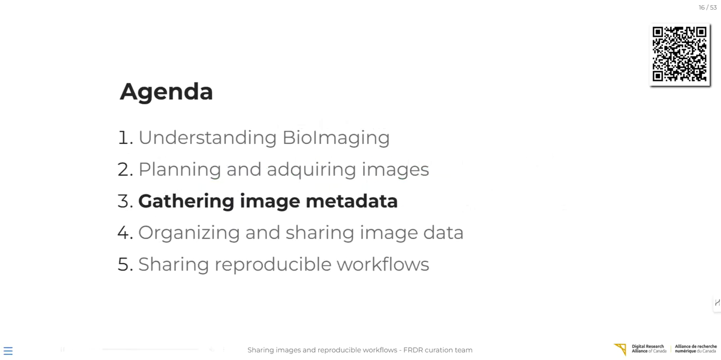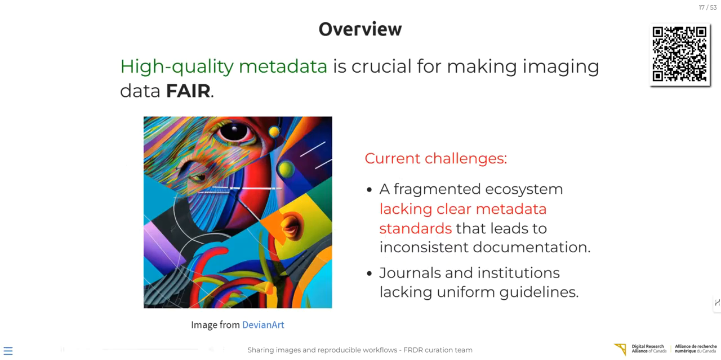Let's talk about image metadata. High-quality metadata is essential to make bioimaging data findable, accessible, interoperable, and reusable. Unfortunately, the current ecosystem is fragmented. We lack clear and consistent metadata standards, and both journals and institutions rarely provide sufficient guidance. These inconsistencies limit the sharing and understanding of research images.